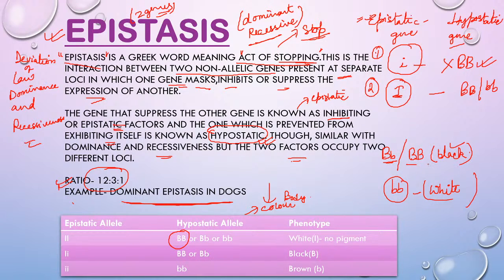But what was seen is that in the presence of another gene, that is the epistatic allele, as it is a dominant epistasis, the gene will also be a dominant one, right? If it would be a recessive epistasis, then the gene would be a recessive one, that is the small i one. So if there was a presence of a small i with the black color, then the black color will not be able to express itself.